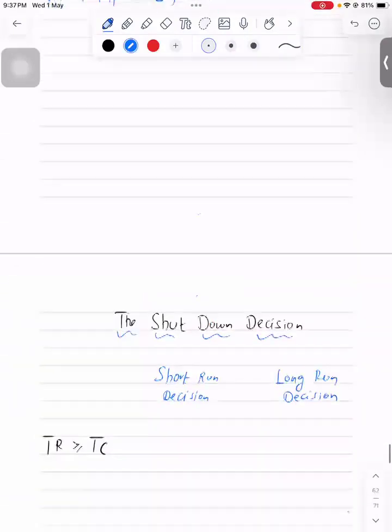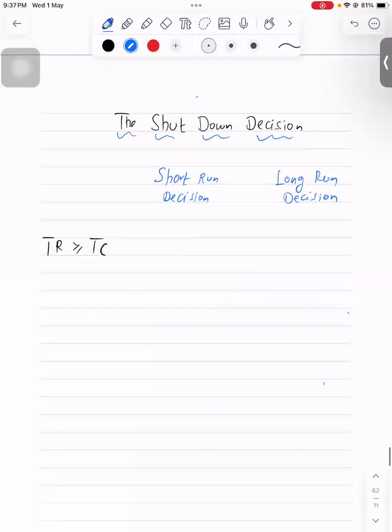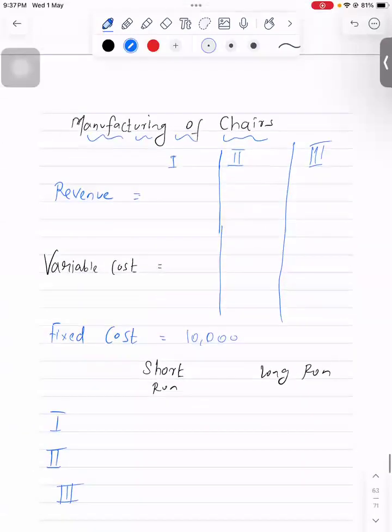Okay, so now we are discussing shutdown decision both in long run and in short run. So these 3 situations I have prepared. Situation 1, 2, and 3. Let's say for situation 1, revenue is 25,000. Variable cost is, let's say, 20,000, and fixed cost is 10,000. Now this fixed cost will be same for all three situations, 1, 2, and 3. That's why the name is fixed cost. It will not change.